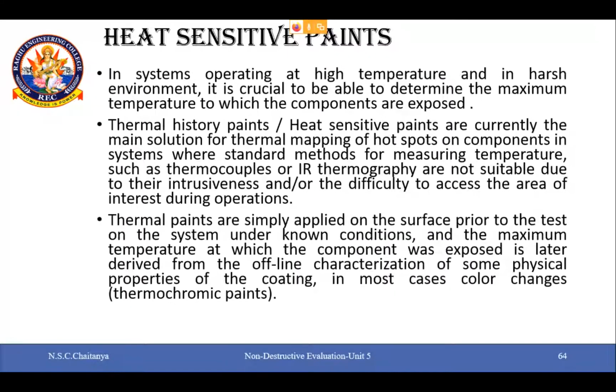Thermal paints are simply applied on the surface prior to the test on the system under known conditions. That is, at normal temperature, we will be applying the thermal paint. And the maximum temperature to which the component was exposed is later derived from the offline characterization of some physical properties of the coating. In most cases, color changes.